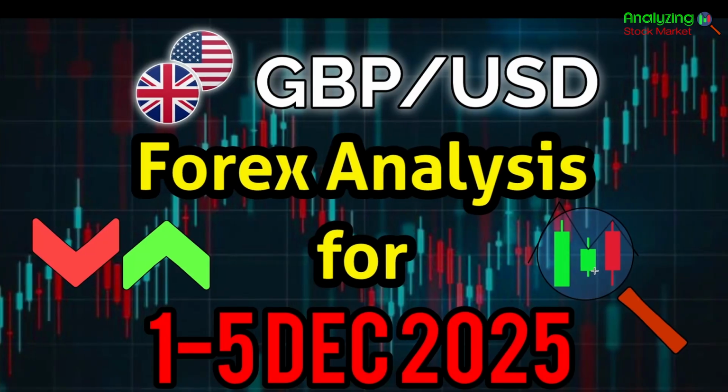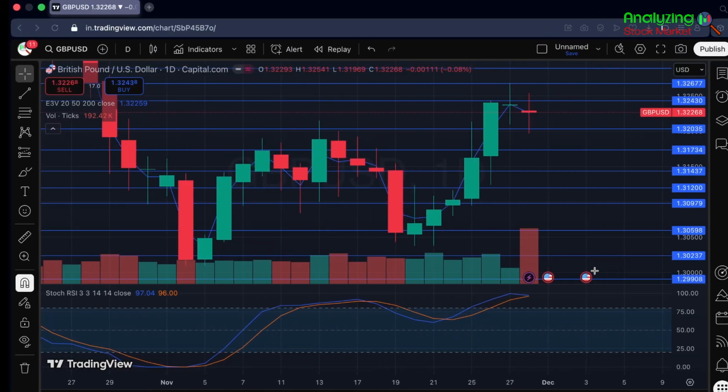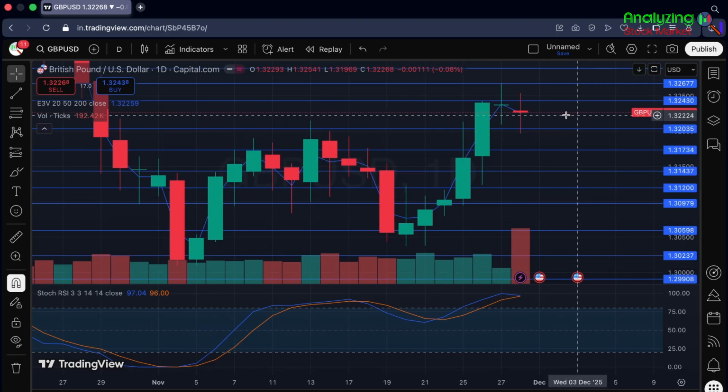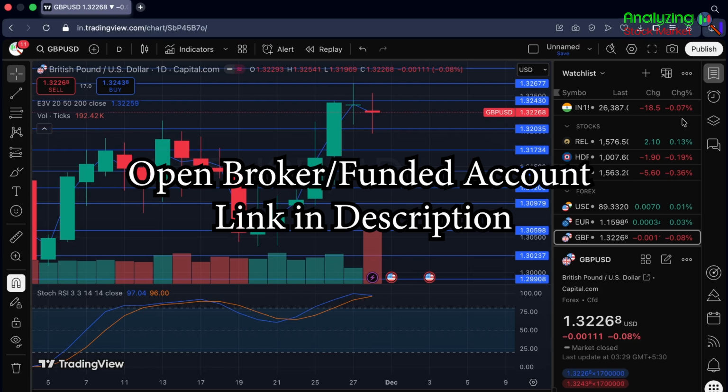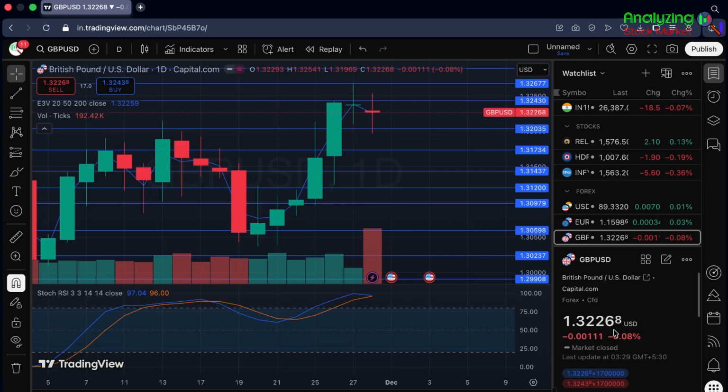So today I'll be talking about the GBP USD pair, and we'll do the Forex analysis for 1st to 5th December 2025. So let's go straight to our chart. Here I have already opened the chart. Currently, let's talk about what was the closing on Friday. Here, 0.08% negative closing, 1.32268 was the closing on Friday.